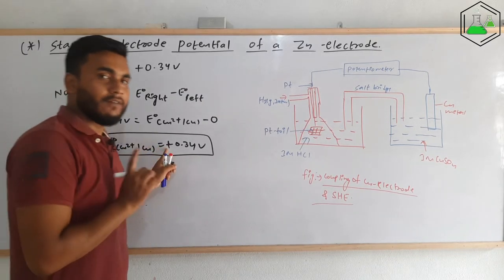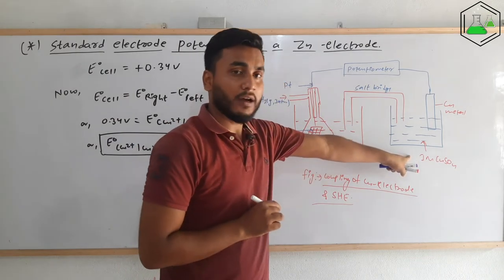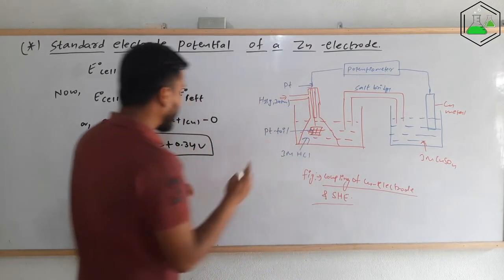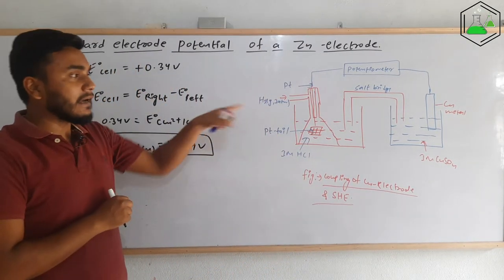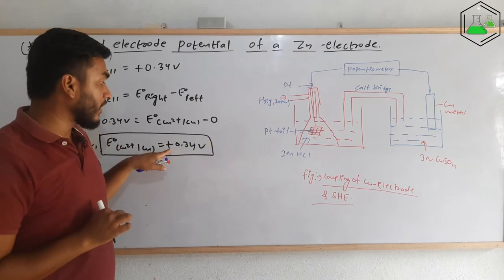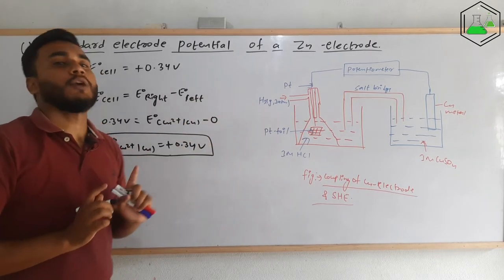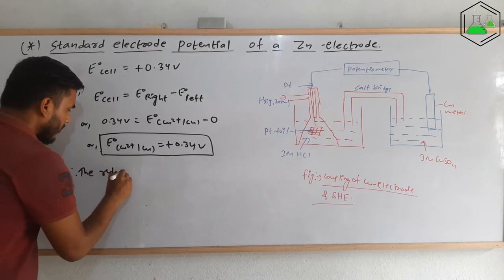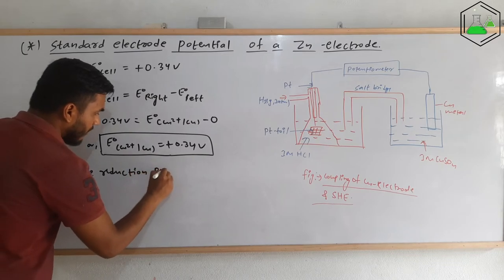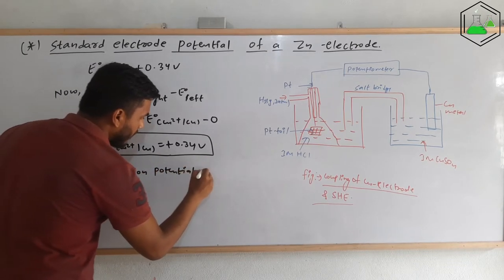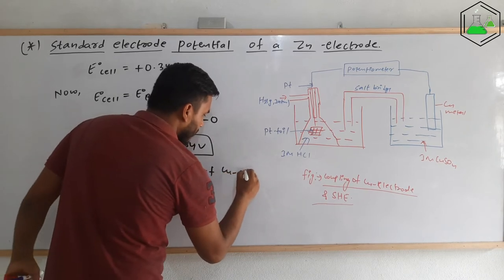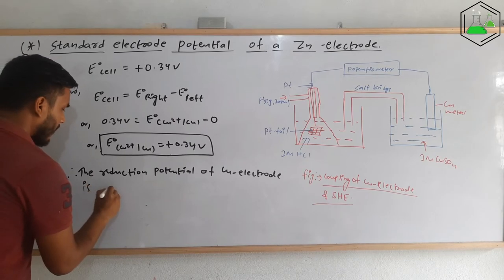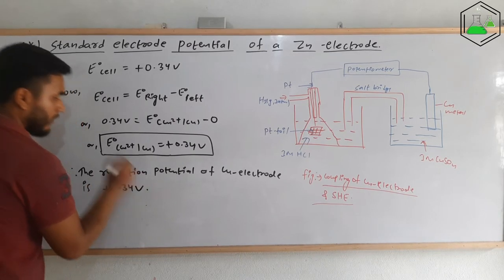So this is the value of standard electrode potential of the copper electrode. Here we are getting a positive value that indicates that this is the reduction half. If the electrode is behaving at the reduction half, and if we get the positive value, then obviously that is reduction potential. If we got a negative value, then it would be oxidation potential. So therefore, the reduction potential of copper electrode is plus 0.34 volt, this much.